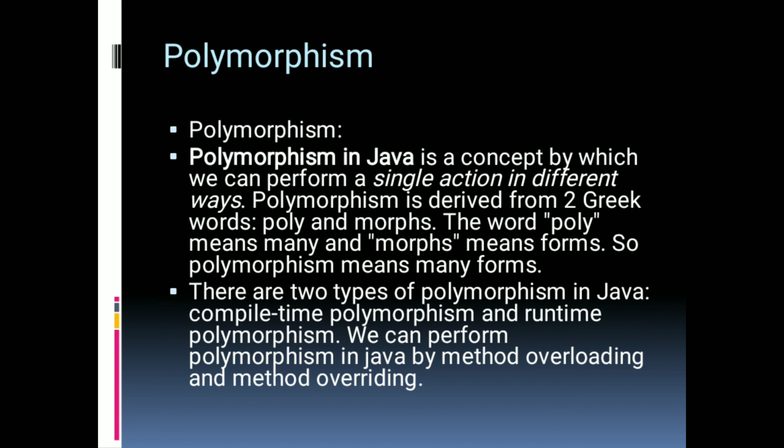Polymorphism. Polymorphism in Java is a concept by which we can perform a single action in different ways. Polymorphism is derived from the Greek words poly and morphs. Poly means many and morphs means forms, so polymorphism means many forms. There are two types of polymorphism in Java: compile time polymorphism and runtime polymorphism. We can perform polymorphism in Java by method overloading and method overriding.